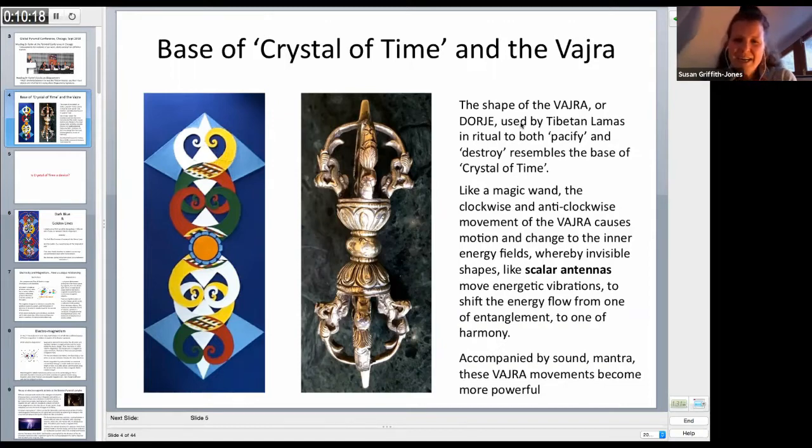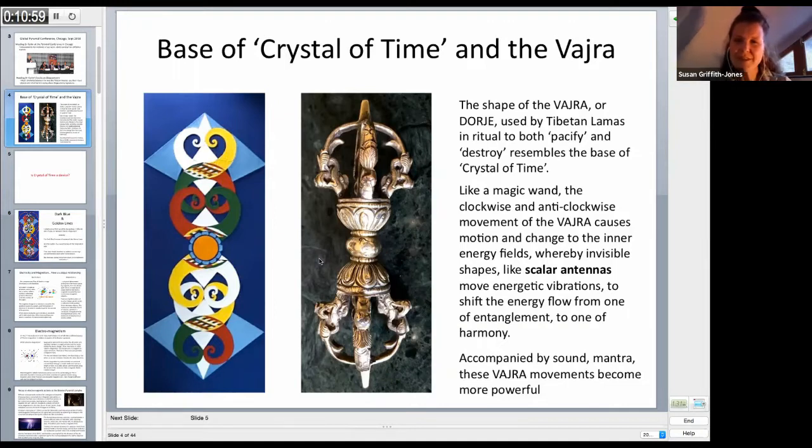So I noticed this already, this similarity emerging between the base of the crystal of time here and the Vajra. So in a sense, like a magic wand, the clockwise and anti-clockwise movement of the Vajra causes motion and change to the inner energy fields, whereby invisible shapes like scalar antennas move energetic vibrations to shift the energy flow from one of entanglement to one of harmony. And I was seeing this very much in Karim's biosignatures.